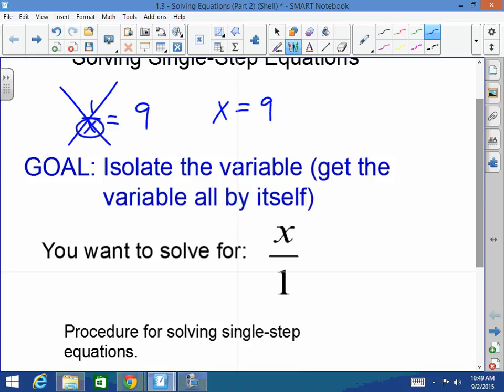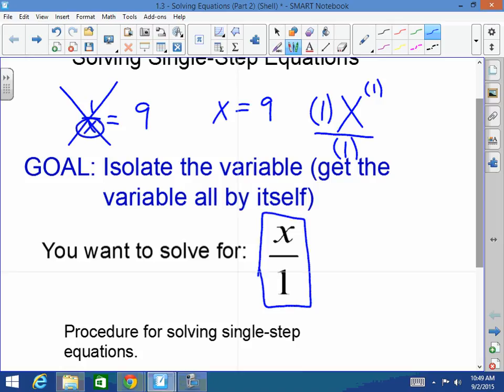I want you guys to realize right now, from the beginning, and keep this forever. Every number and or variable is being multiplied by an invisible 1, divided by an invisible 1, and raised to an invisible first power. So all I'm saying here, you don't have to put w over 1 equals 6. All I'm trying to portray to you guys is that x is in the numerator. We're solving for x, not 1 over x.